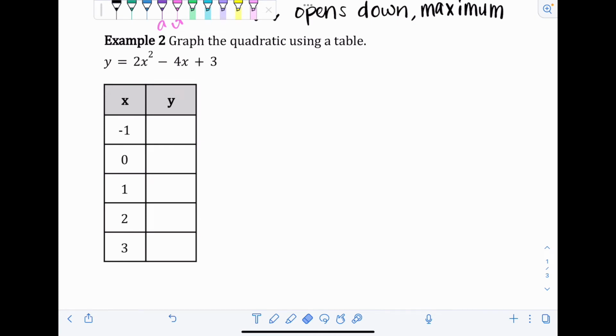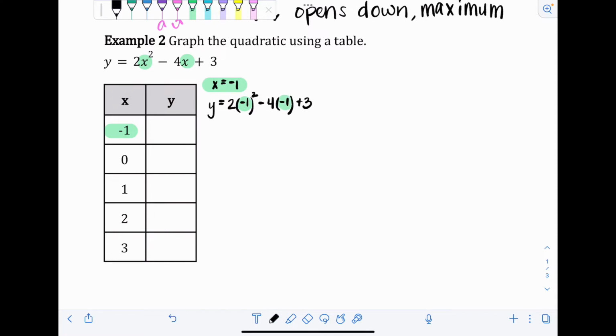To find the y value that goes on the other side of the table, we need to take each of our x values and put them into the function. So it's y equals 2x squared minus 4x plus 3. I'm going to use the first x first, so x equals -1. This does take up a decent amount of space on a paper, so make sure you have plenty of room. We'll put -1 in for the x's in the equation. So y equals 2 times -1 squared, minus 4 times -1, plus 3.